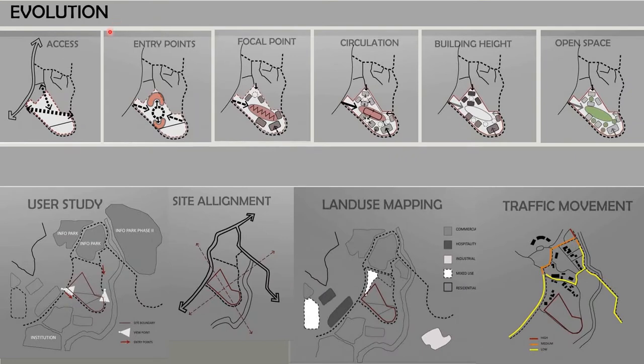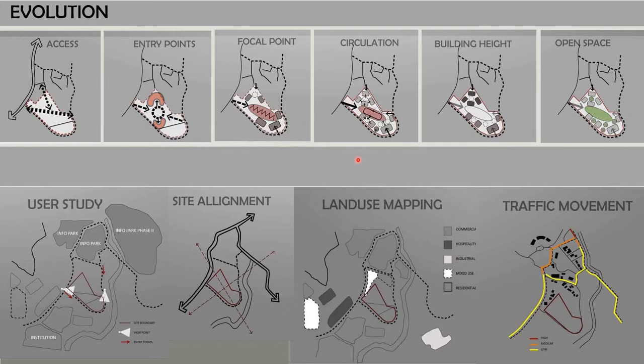The evolution of design. Multiple access is provided to the site from the major abutting road for various user groups. Two major entry points are placed in north and south side with focal point placed central. The green belt splits private to north side and public to south side with multiple access.